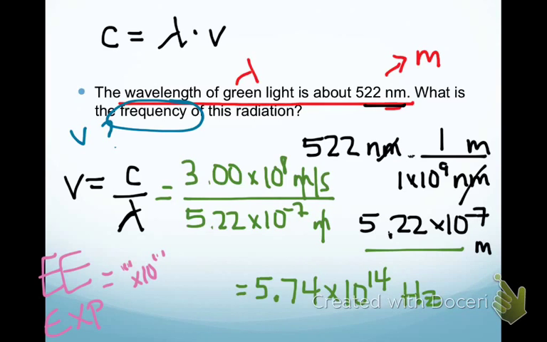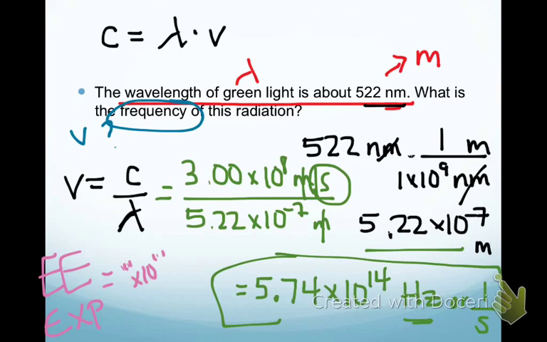I also know from my equation that meters canceled, leaving me with seconds in the denominator. So another way to write that is 1 over s for seconds. You can write either one. I'll write hertz probably more often, but know that they are the same thing. So this is my final answer here. All right, and that was our frequency of the green light.